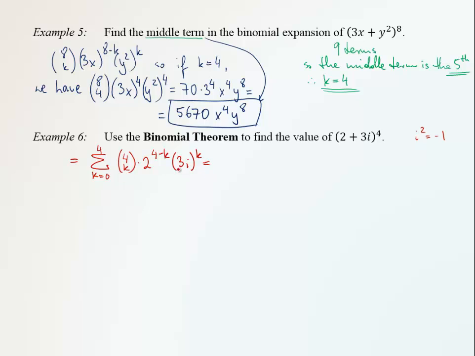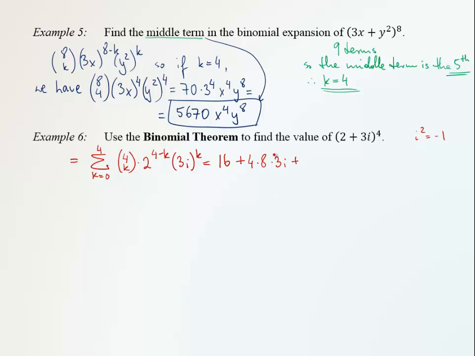Well, let's unfold this. If k is 0, then this binomial coefficient is 1, and this factor becomes 2 to the 4, so it's 16, and that factor is something to the 0, which is 1, so it disappears. Second term, plus, if k is 1, 4 choose 1 is just 4, times 2 to the 3, which is 8, and times (3i) to the 1, so it's 3i.